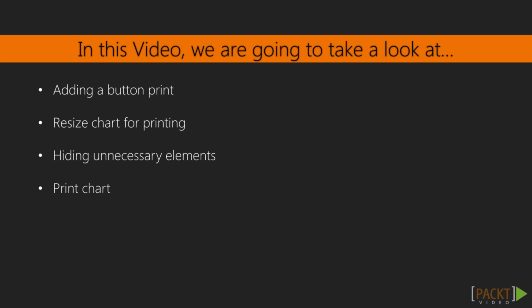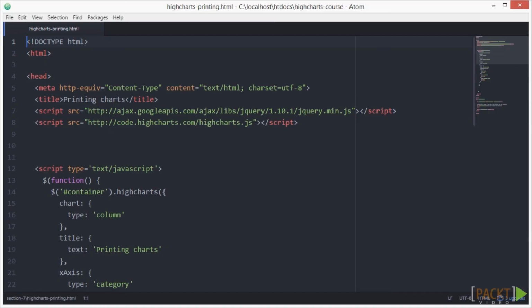You've seen earlier how Highcharts offers default printing function. In this video, we will implement a custom solution where we can define which part to print and which part from the page to omit. Let's open highcharts-printing.html in our code editor.